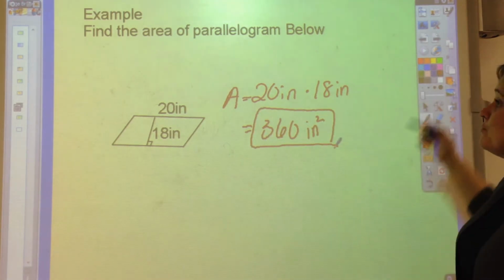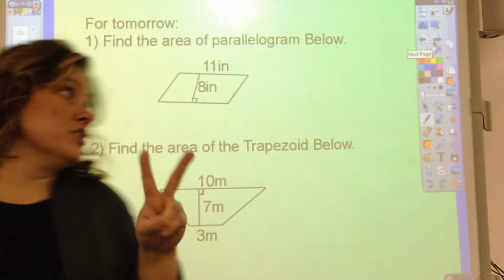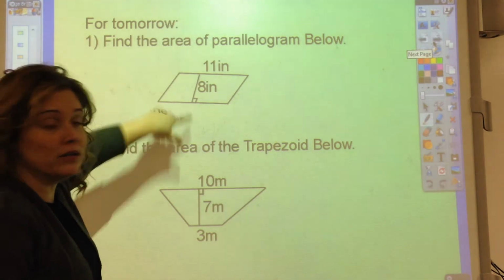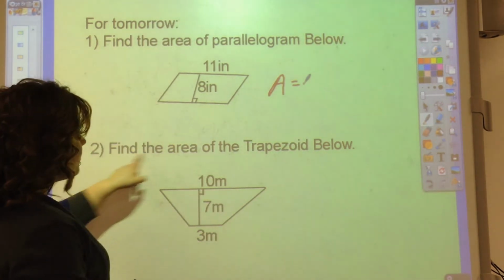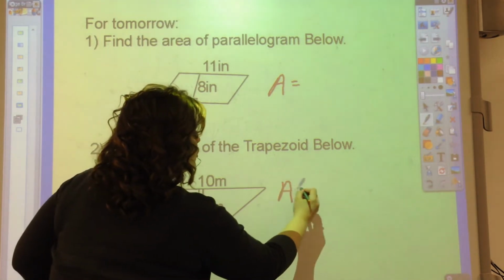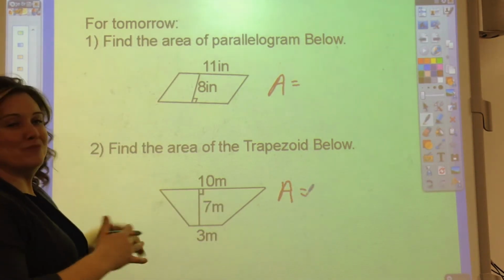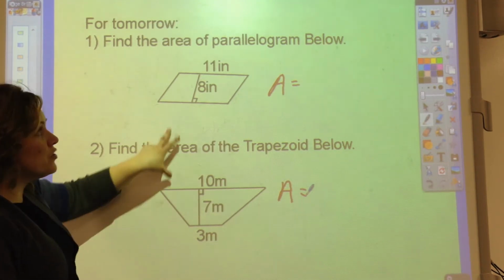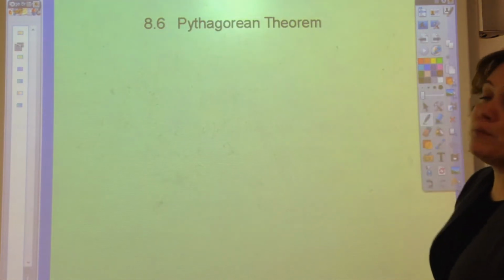All right, now we've tried both formulas. For tomorrow, you're going to have 2 video questions. This first one is for 8.5. I want you to find the area of the parallelogram using base times height, and find the area of the trapezoid using 1/2 height times the quantity of base 1 plus base 2. All right, find those 2 areas, and let's go to 8.6.